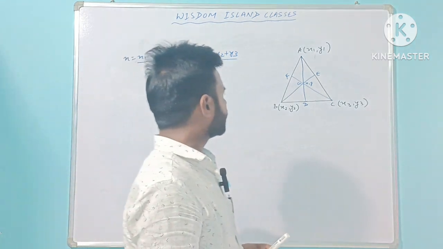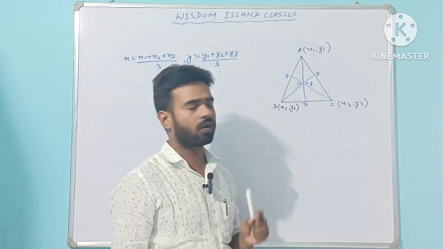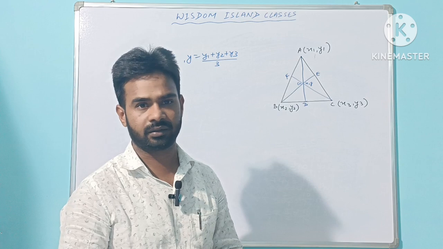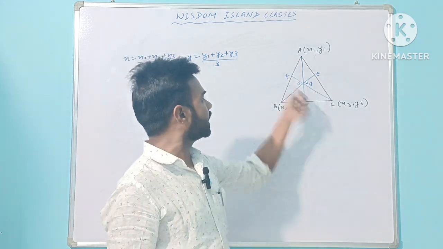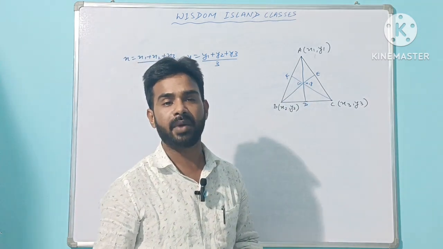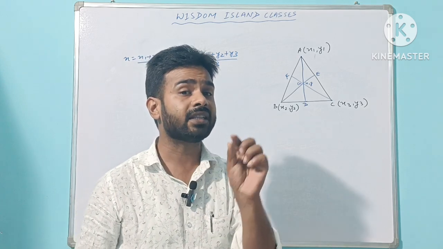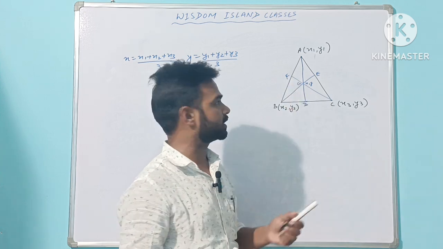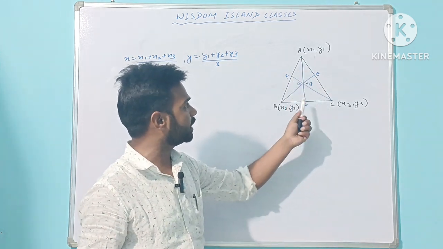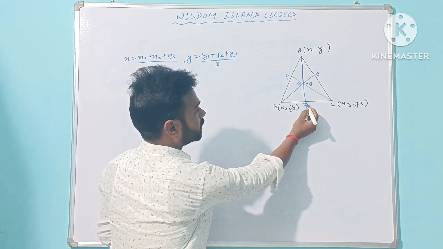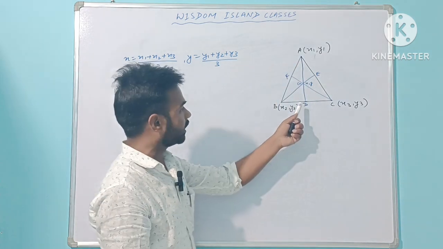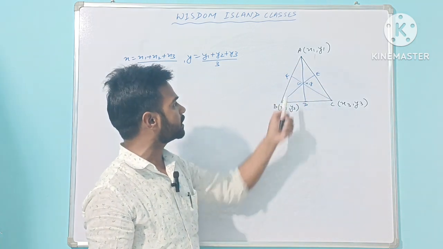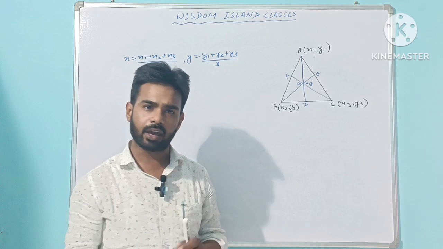Well, dear students, before moving ahead, let me clear first what is median and what is centroid. Well, AD, BE and CF are the medians. So what does median mean? Median means the line segment joining the midpoint of any side to the opposite vertex. That is, AD is the line segment joining the midpoint of a side to the opposite vertex. So ultimately D will be the midpoint of BC. Similarly, E will be the midpoint of AC and F will be the midpoint of AB.